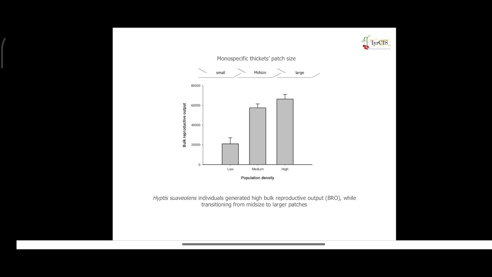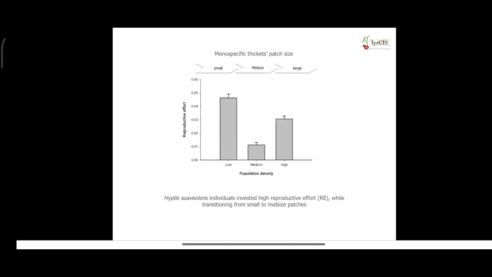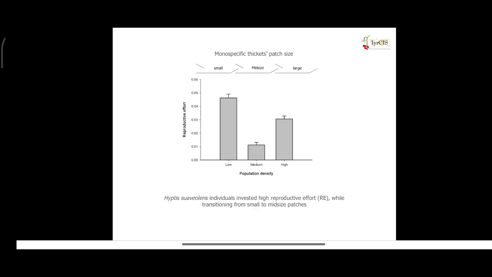Here we can say that this is the wisdom of the crowd, because as you can see, seed number per plant was low for high density population, but bulk reproductive output, that is number of seeds per quadrat, was high for high density population, and also the reproductive effort was low for the high density population as compared to low density population.